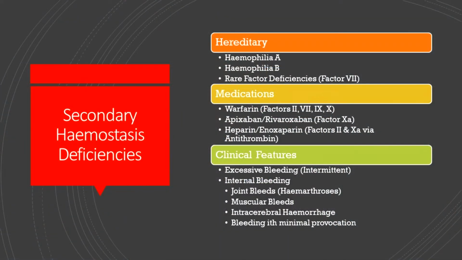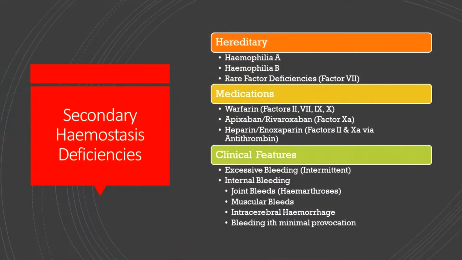So within secondary hemostasis, we think about the areas that act like an anticoagulant, and medications themselves will look like a secondary hemostasis disorder. Those that are hereditary are haemophilia A and B, very well known for a lot of history, and they're inherited. And then there are rarer factor deficiencies like factor 7 or factor 5 that are very uncommon but still out there, and they still present in a very similar way.